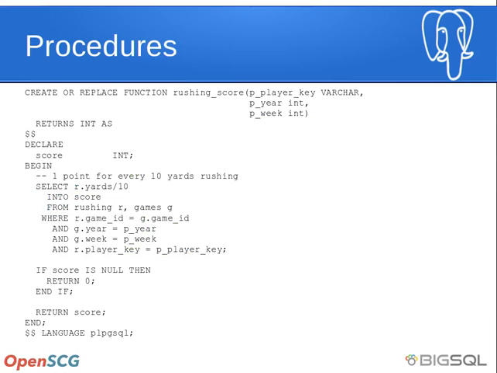So we need a couple of procedures or functions. We have something to calculate the rushing score. You take in a player, a year, and a week. This way we can calculate the score for the rushing yards for that given week. And we can do that as a simple select statement. For every 10 yards, we get 1 point. Ideally, we should pull this out somewhere else so it's not hard-coded, so next year when they change the rules, we don't have to change our stored procedures, but this is more of a demo. And if it's null, we return 0. Fairly simple procedure.